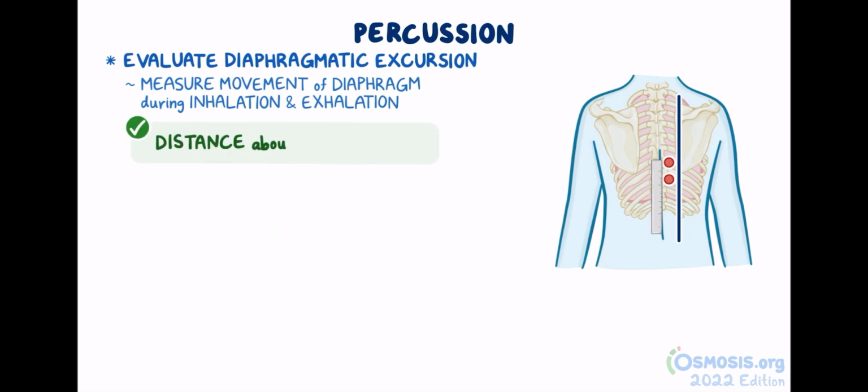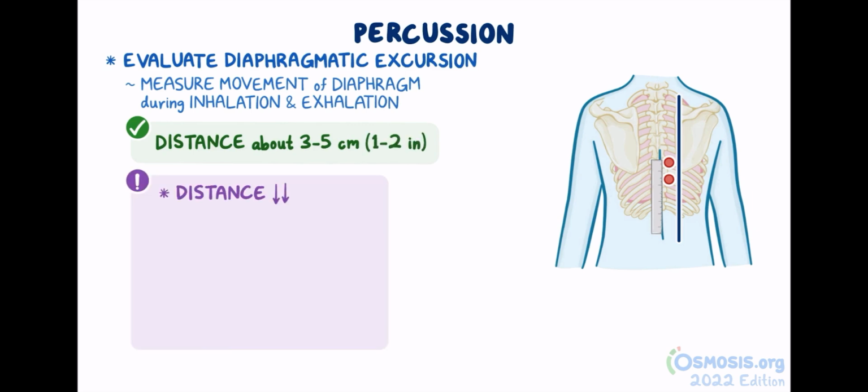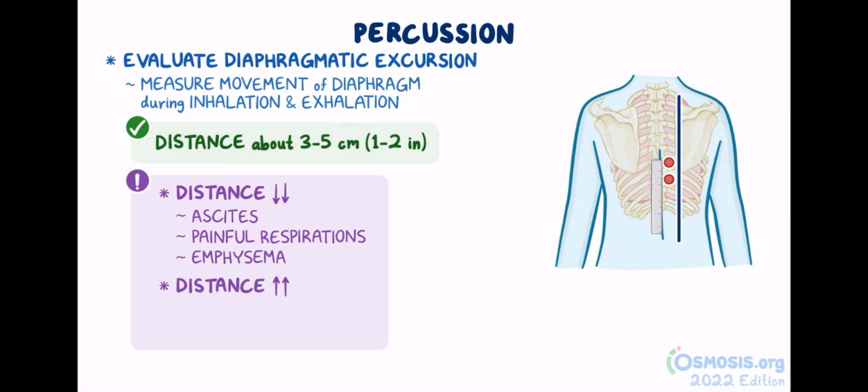The distance should be about 3 to 5 centimeters or 1 to 2 inches. The distance can be decreased in conditions like ascites, painful respirations, or emphysema, and is increased in pleural effusion or atelectasis.